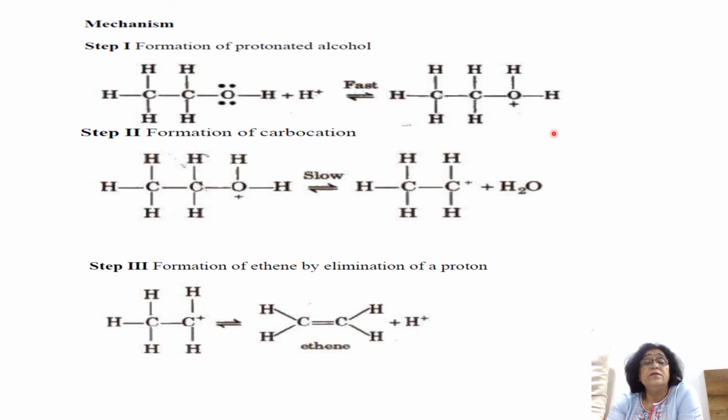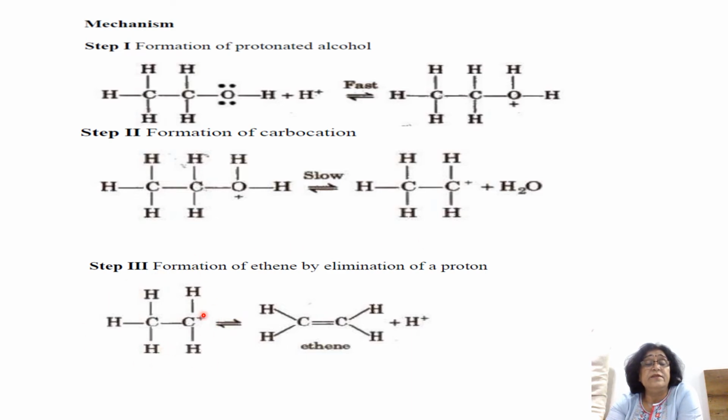Okay. So then what is the second step? This oxonium ion slowly, this oxygen is carrying a plus charge. So the plus charge is balanced by the cleavage of the CO bond, and water is given out and carbon gets a plus charge. So that means ethyl carbocation is formed along with giving out water. This step is a slow step and of course a reversible step, and this is the rate determining step. Clear?